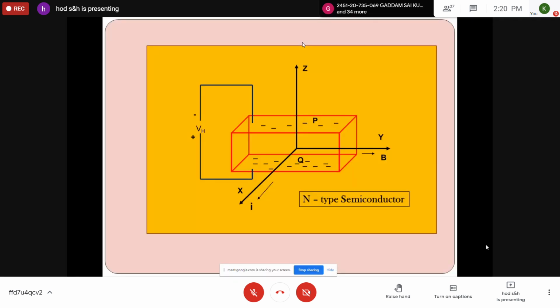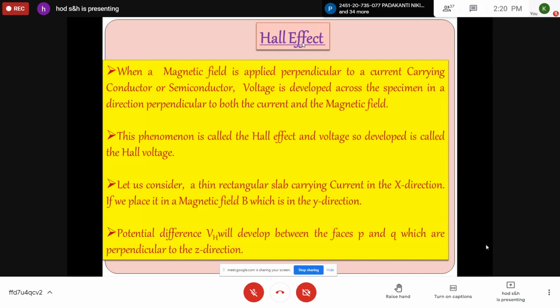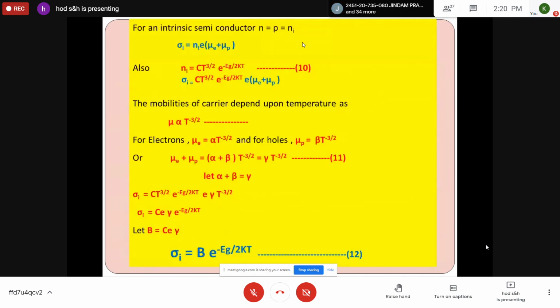Did you copy? Did you take the diagram? Anyone, please respond? Yes, sir. Somebody respond. No one is there?